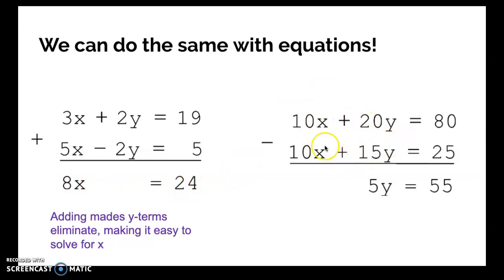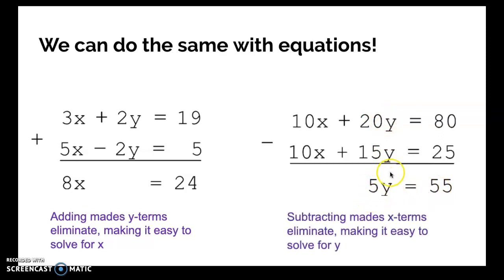And in the same sense, we can subtract two equations to get rid of a variable. So here, because I have 10 x's in the top one and 10 x's in the second one, if I subtract them, that goes to 0, leaving me with 5y equals 55. And this means I can find y relatively easily. So y is going to be 11 here because 5 times 11 is 55.